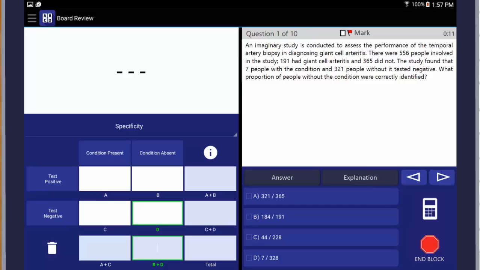This is a rather straightforward question, and much of the data provided is not required to solve the problem. The two values that we do need are the number of true negatives and the total number of people without the condition. There are 365 people involved in the study without giant cell arteritis, 321 of which tested negative. Now all we have to do is divide the value in box D by the value in box B plus D. In doing so, we find that the answer is A, 321 over 365.